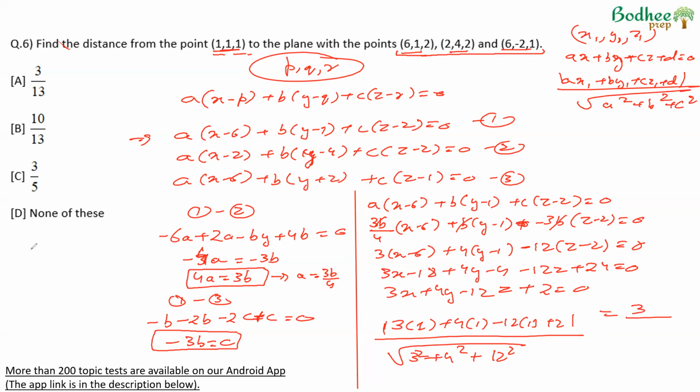3 square plus 4 square plus 12 square. 3 square is 9, 4 square is 16 so 25, 12 square is 144, giving 169. Root of this will be 13. And therefore distance will come out to 3 upon 13.